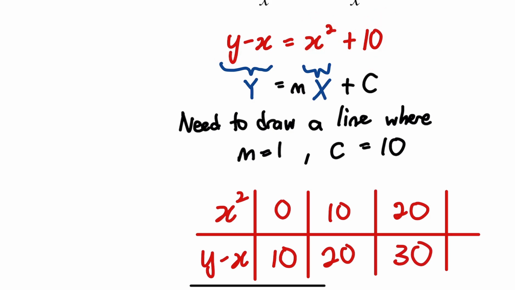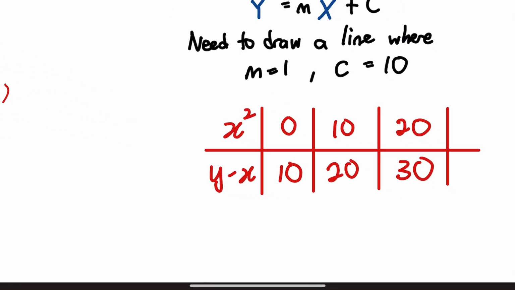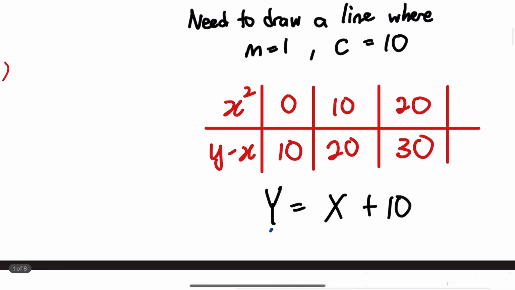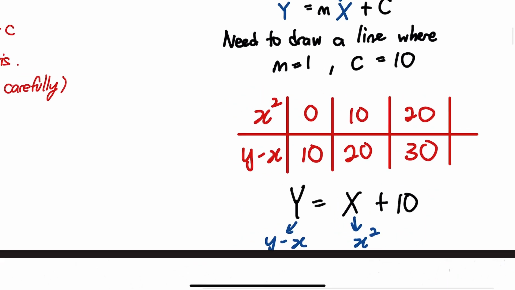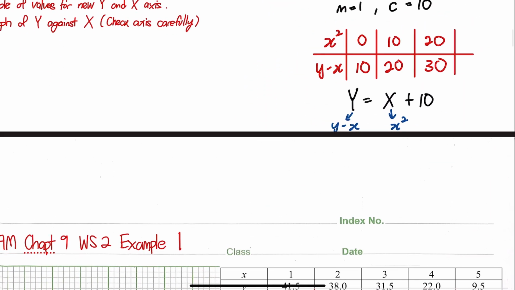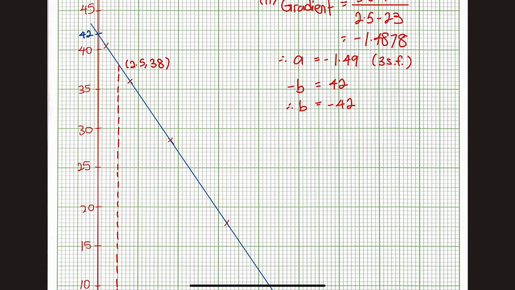Okay, so now my last part is to draw this graph. Okay, I will draw the graph of y equals to x plus 10. But in this case here, my y is actually y minus x. My x is actually x squared. Okay, I'm going to draw this straight line graph onto the graph paper below. So based on this table of values here, okay, I can now plot out the points. Maybe I'll use a different color so you can see.